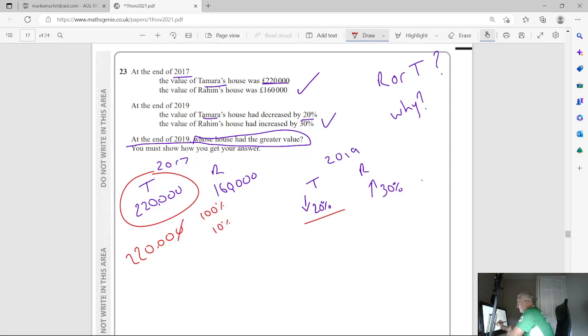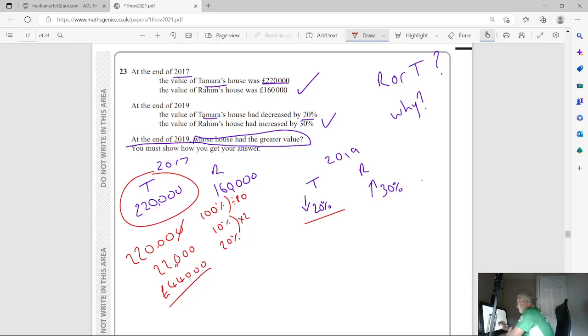10% divided by 10 gives me 22,000. So 20% times by 2. Remember we divided that by 10 to get 10%. Times it by 2 gives me £44,000.